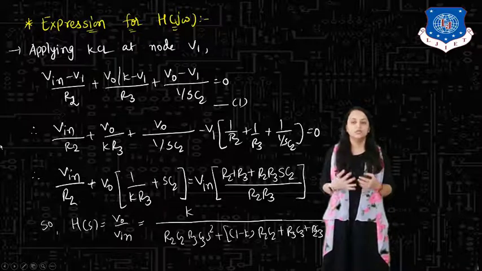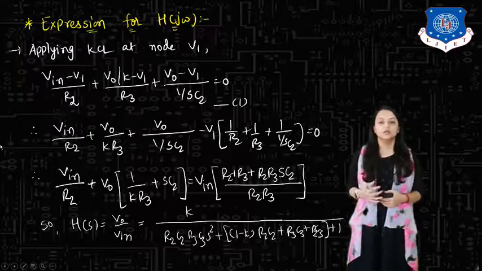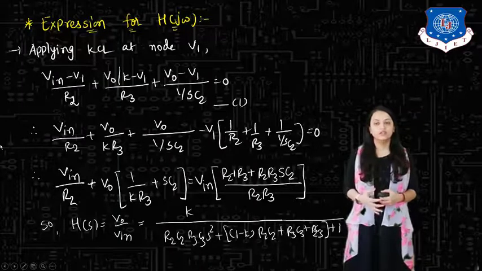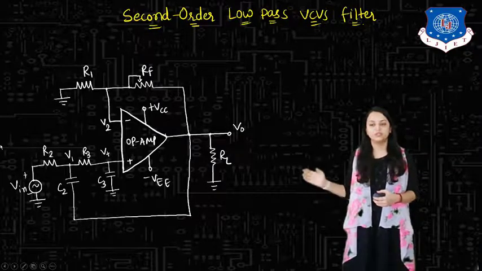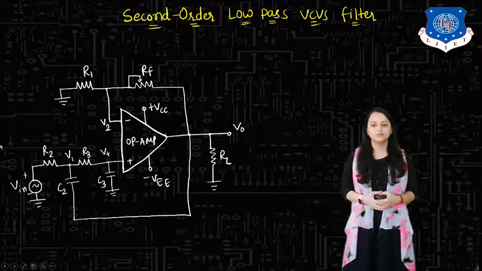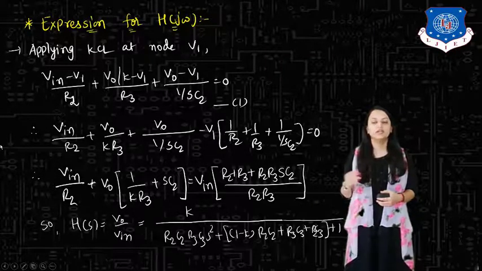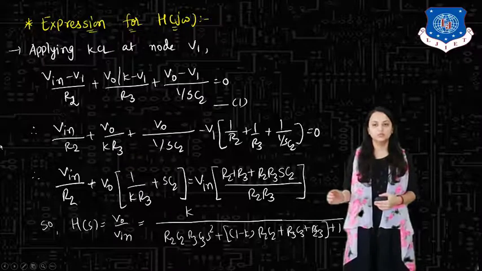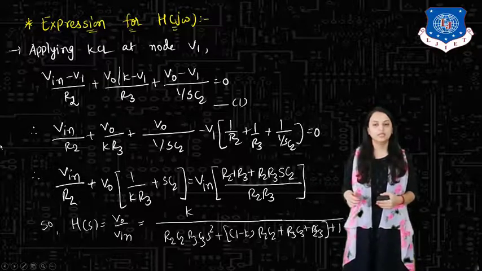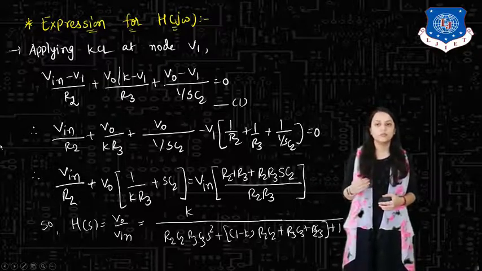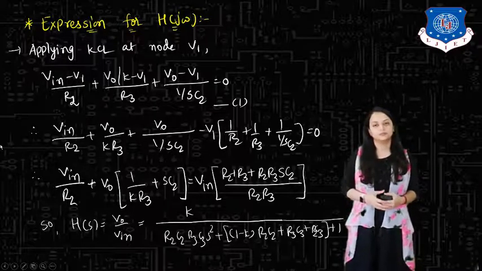Now let us obtain the expression of H of j omega. Applying KCL at node V1, we can get that. Look at the diagram. At node V1 we have input voltage Vin and V plus voltage. So we can have the terms like (Vin minus V1) by R2 plus (VO by K minus V1) upon R3 plus (VO minus V1) upon 1 by SC2, that is equal to 0. Let us give this as equation number 1.